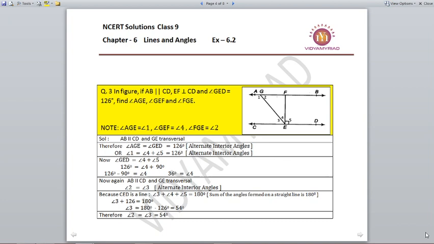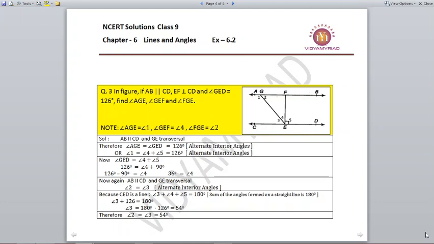Question number 3. In the figure, if AB is parallel to CD and EF is perpendicular to CD and angle GED is equal to 126 degrees, find angle AGE, GEF and FGE. Now to make my calculations easier, what I have done is I have given numbers to all the angles: 1, 2, 3, 4 and 5.